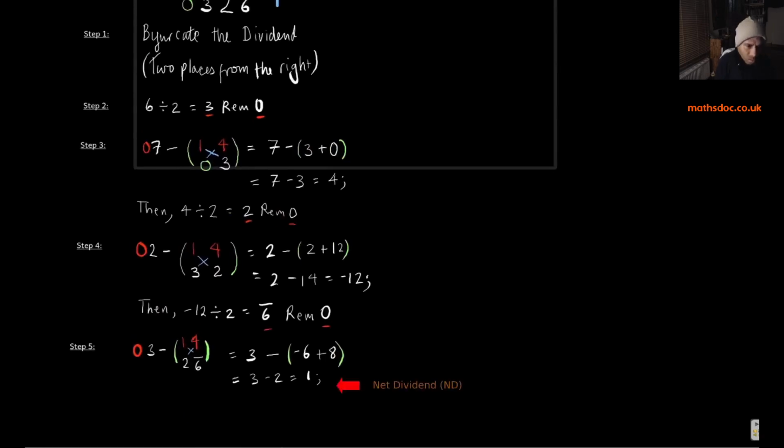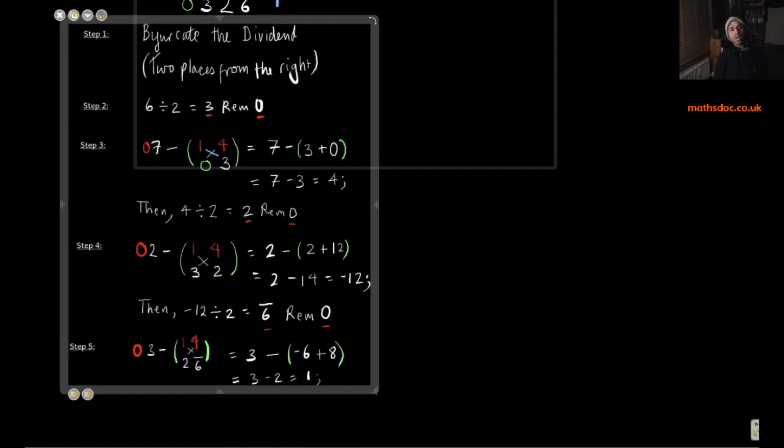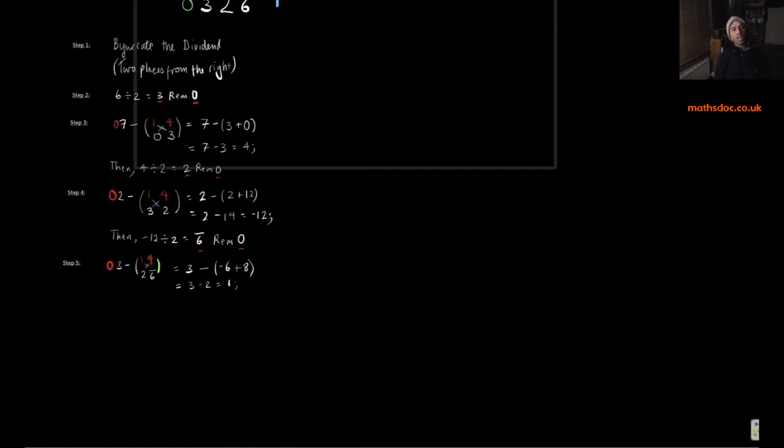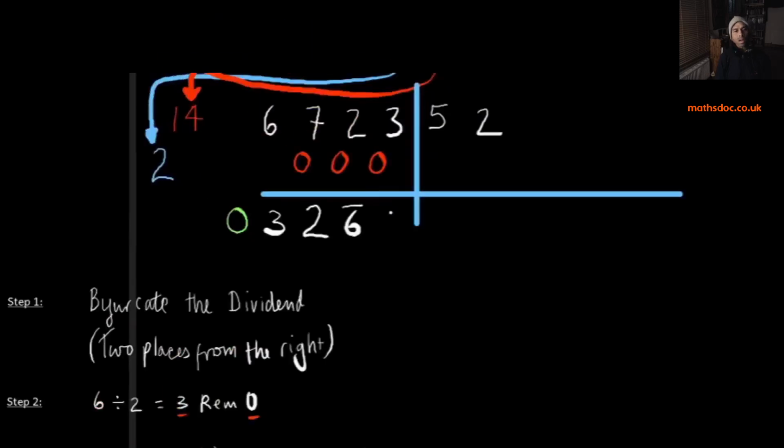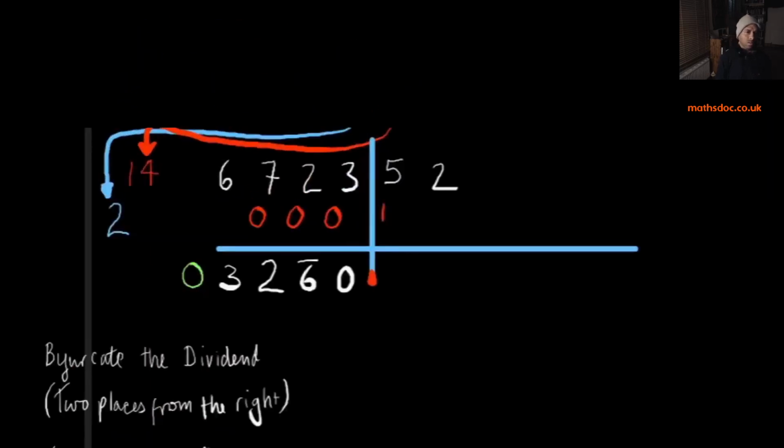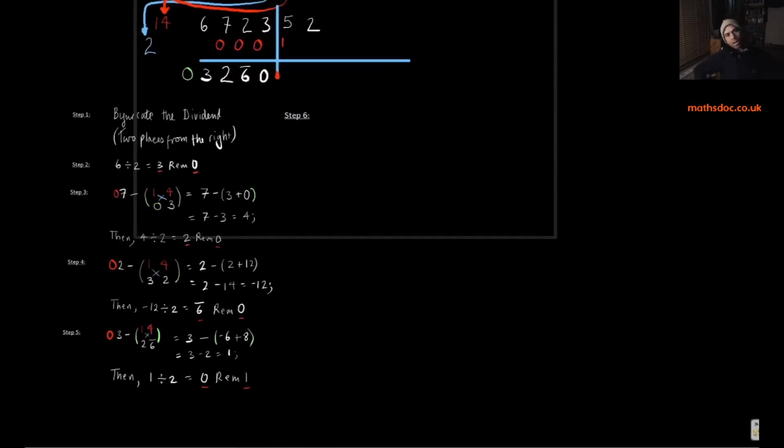So that's our net dividend, which we need to share by 2. Let's squash that up first. Then 1 divided by 2, we can't do that. 0 remainder 1. So put the 0 under the 3, and the 1 crosses over the side, renegade, to prepend to the 5. So we've got a net dividend of 15.